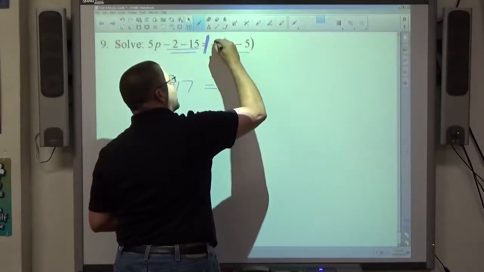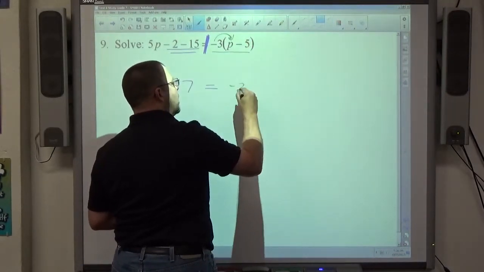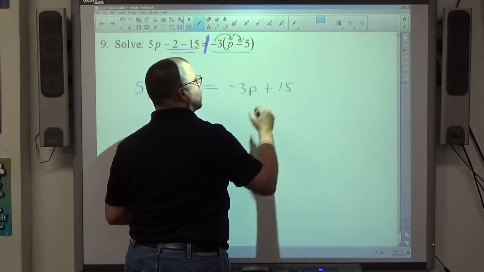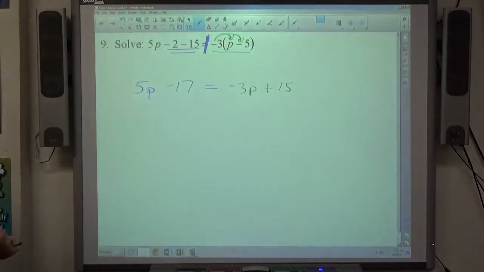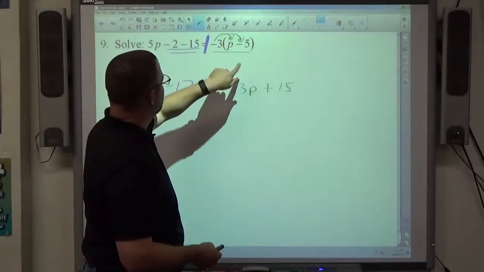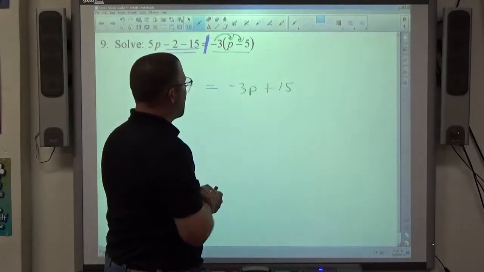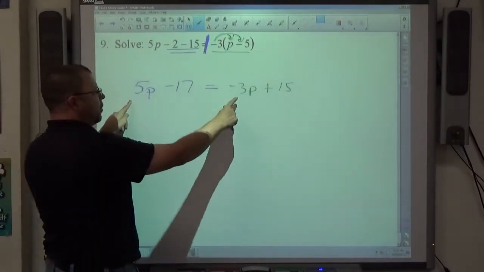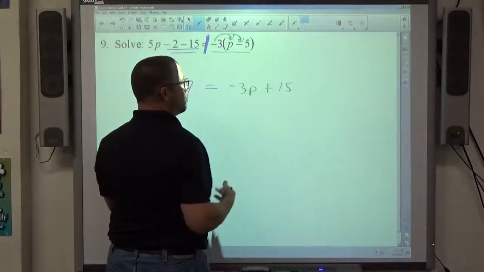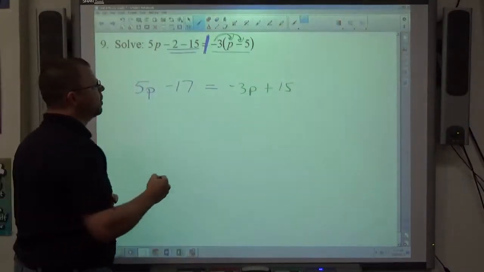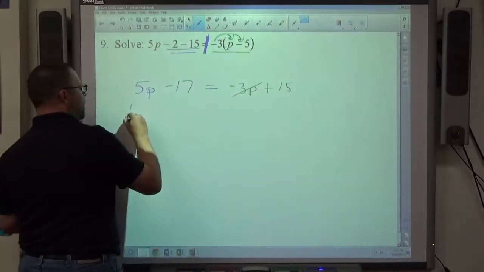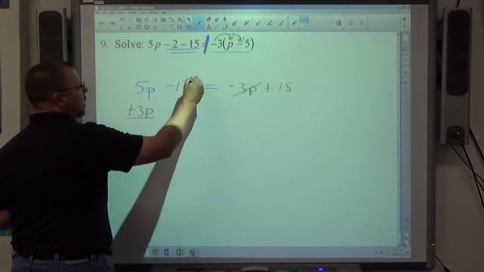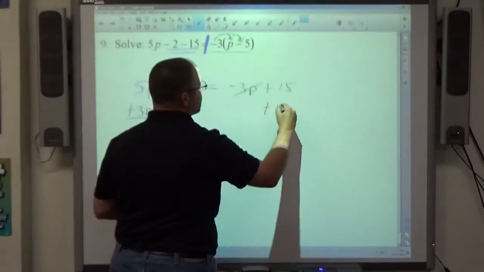On this right-hand side, -3 times p is -3p. -3 times -5 makes +15. When you multiply, the signs do matter. So these signs are opposite, give me a negative. These signs are the same, giving me a positive. Once I simplify both sides, I have a letter on both sides and a number on both sides. It's just a matter of me deciding which side I want to send things to. I'm going to take my 3p over here, becomes positive. Stick it under the positive 5p. I'll take the -17 off this side, move it over, become positive 17.